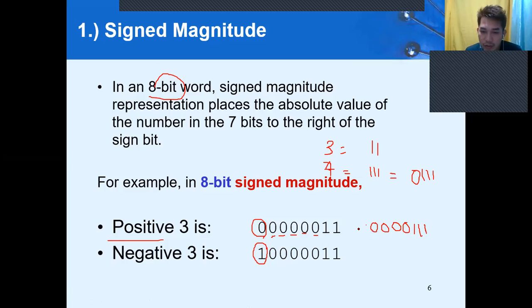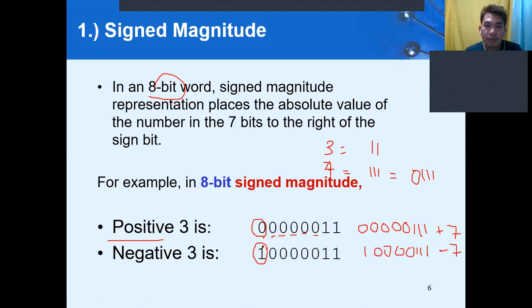So, pag positive, lagyan mo siya ng 0. Okay? Pag negative, equal to 1. Yan, 00000111. Meaning to say, this is positive 7. Ito naman is negative 7. So that is how it is.